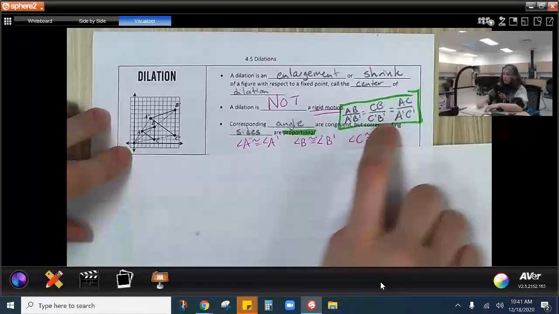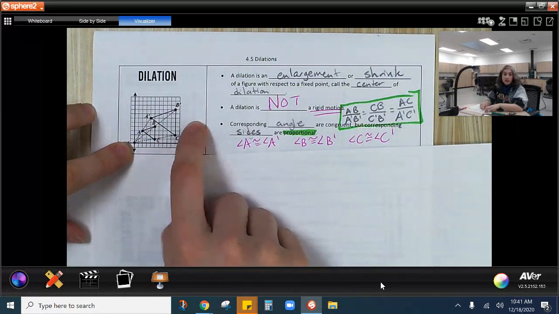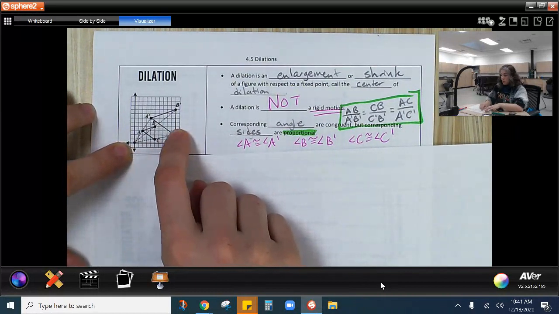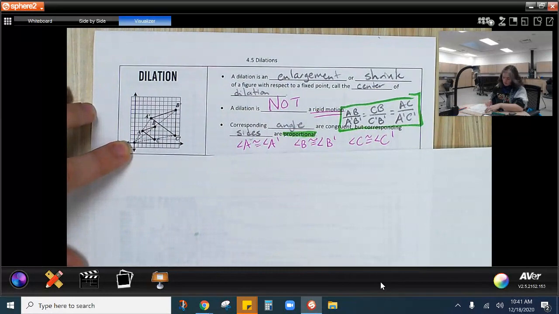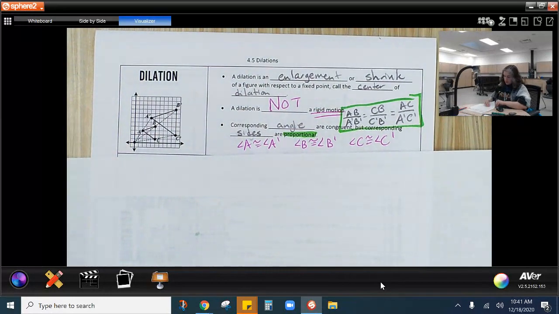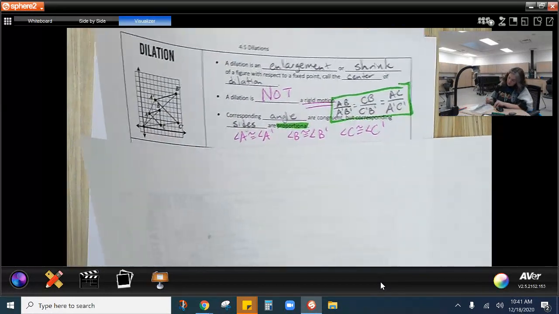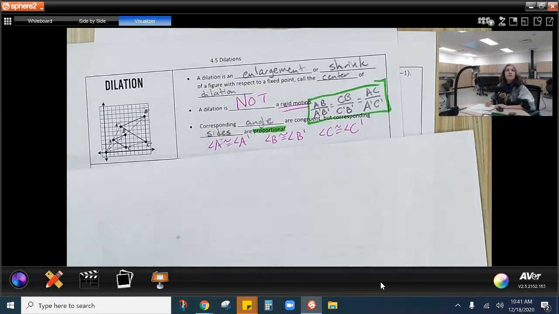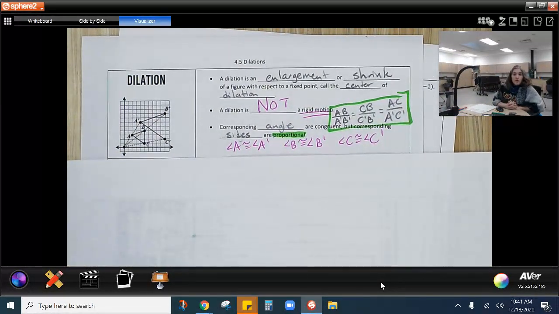So you don't need to worry too much about that, but I want you to recognize a dilation occurred, all right? And you need to know the angles are the same, the sides are not. The angles are the same, the sides are not. And then, let me see if there was anything else. Nope, that was it. So that's all we're going to talk about in terms of transformations.